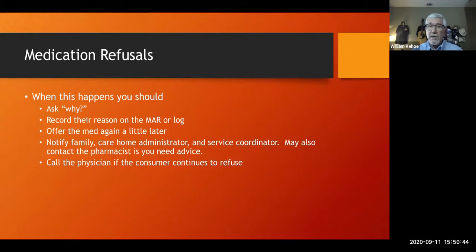So you want to let your care home administrator know about that, and the service coordinator, and probably should contact the physician if this stuff goes on. I see a lot of SIRs where medications have been refused, or what I call willful non-compliance on the part of the consumer, and these phone calls are made, and usually they say, okay, no big deal, just try and give it at the next time of administration and go from there. But certainly, if these folks are refusing medications, you need to let the prescriber know about it.